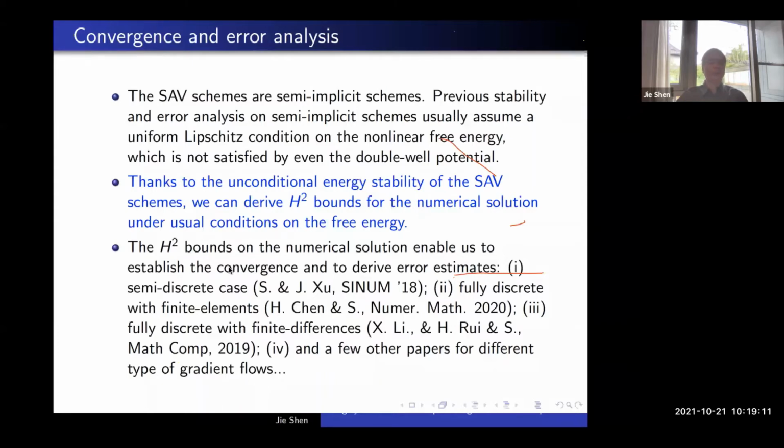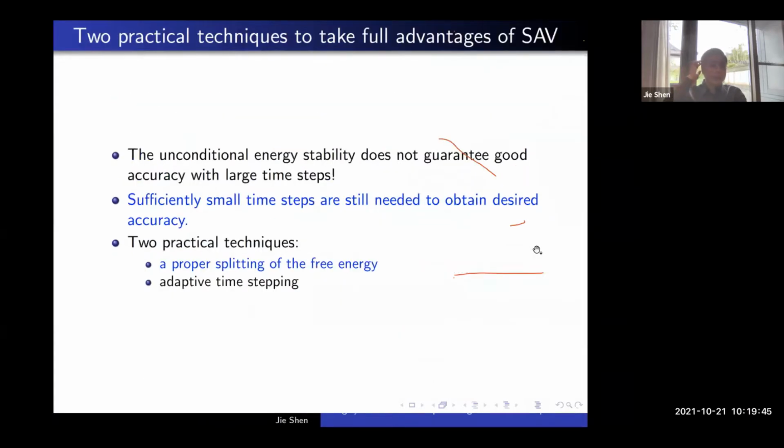So it is very general. You can apply it to many different kinds of spatial discretization. The proof of stability is essentially the same, but of course, for the error analysis, you have to do it case by case. So we have done it for time discretization, finite elements, and finite difference, and many other systems as well. Okay, so I will mention a little bit.